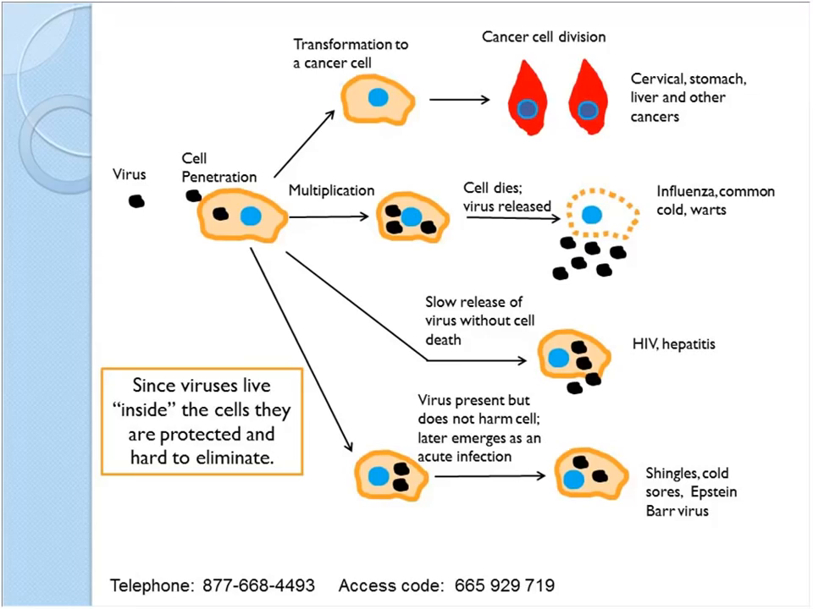This is where we see shingles and cold sores and Epstein-Barr virus. So it can just sort of lazily coast around a bit, but doesn't actually emerge until later when you are under perhaps some level of physical or psychological stress that weakens your immune system, and then it manifests itself. So viruses can manifest themselves in a variety of activity, all of which are harmful to the human being.